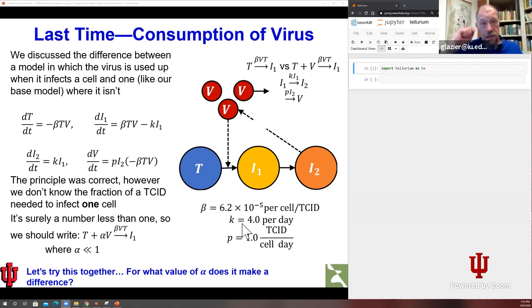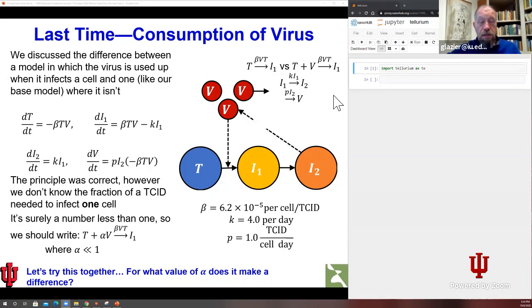Then I asked you to do something. This was the second thing I did sort of on the spur of the moment and wound up making things a little bit more complicated perhaps than they needed to be, and set a little bit of a trap for myself, which was I said, well, we know that when cells are infected, the virus is used up. The same virus particle can't infect 2 cells. And so what I asked you to do was replace T goes to I1 at a rate beta VT to T plus V goes to I1 at a rate beta VT. And we played with that together, and we found that the viral load curves were very, very different.